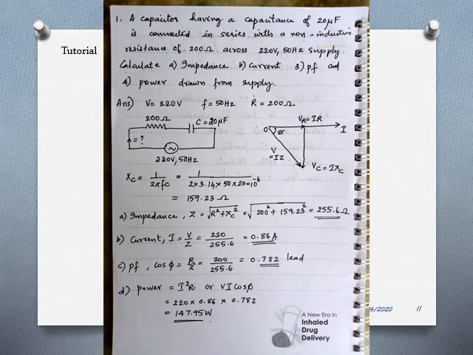Next is the power drawn from the supply. The power equation we have already learned as VI cos phi, or you may write it as I square R, because I have said that the power will never be consumed by the capacitive element. The power will be used up only by the resistive element. So you can write either the I square R equation or the VI cos phi equation, either of those two. So we will get it as 147.95 watts.